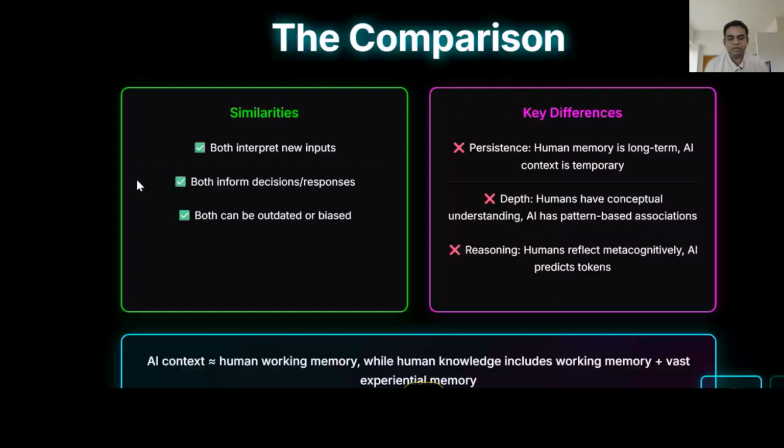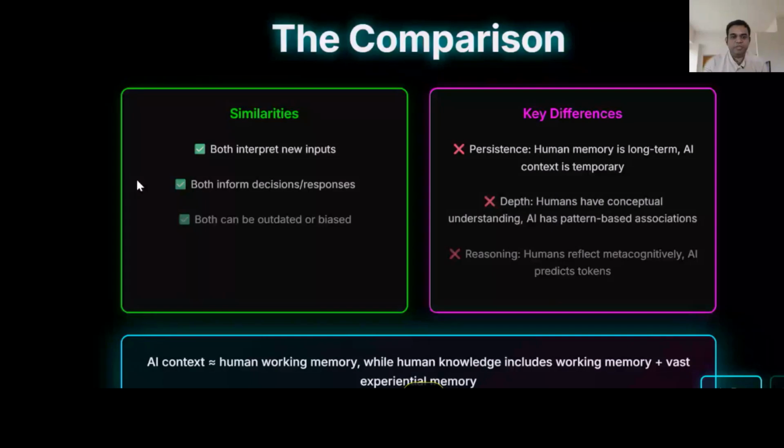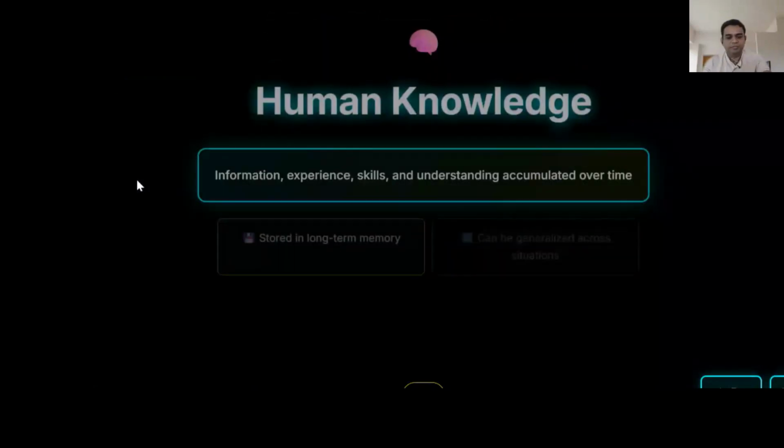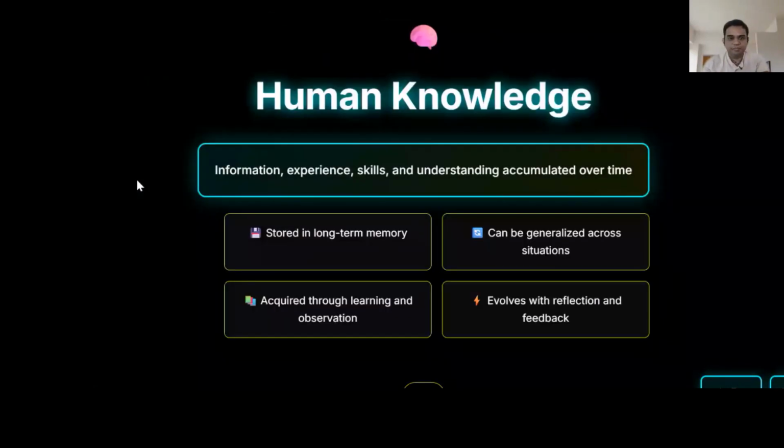Humans have a very large context window. Humans have a very large memory of stuff, like how to act in a particular situation, and AI has very limited context. By the way, you can do these kinds of things in Perplexity. We'll explore this with other things.